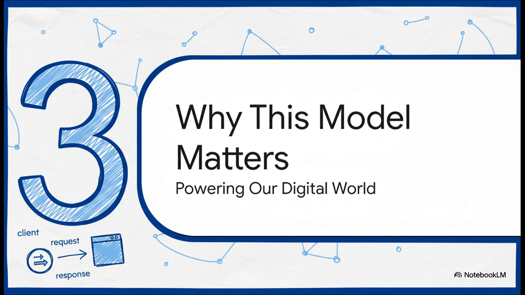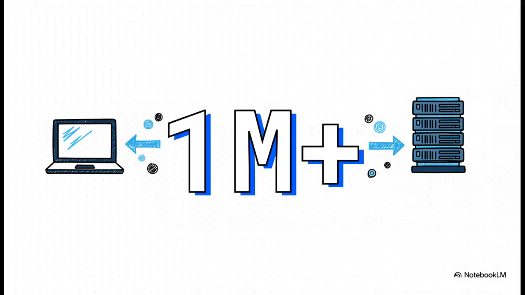Now let's get to the really important part, the why. Why is this simple model so incredibly powerful that it underpins our entire digital world? Well, the power of this model really comes down to its ability to scale. A centralized system of servers can be designed to handle requests from millions or even billions of individual clients. This massive one-to-many relationship is the architectural secret behind global services like Google, Facebook, and Amazon.